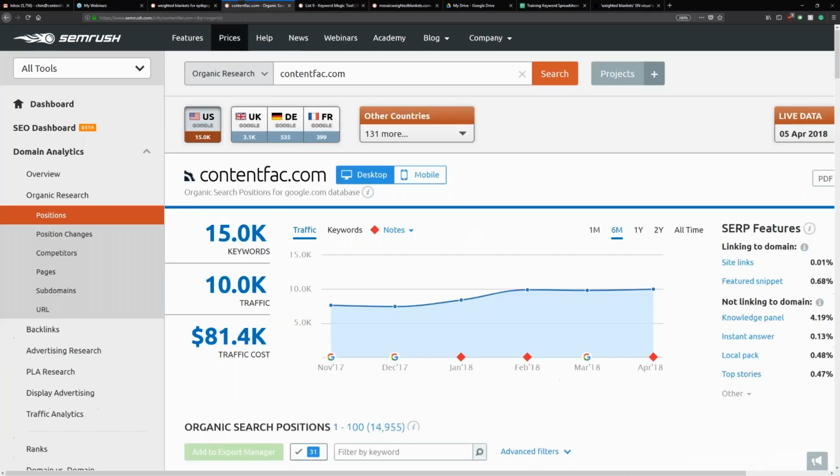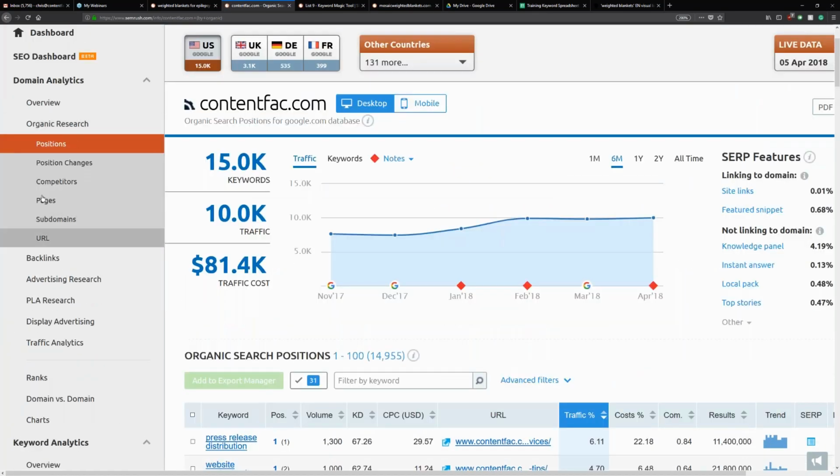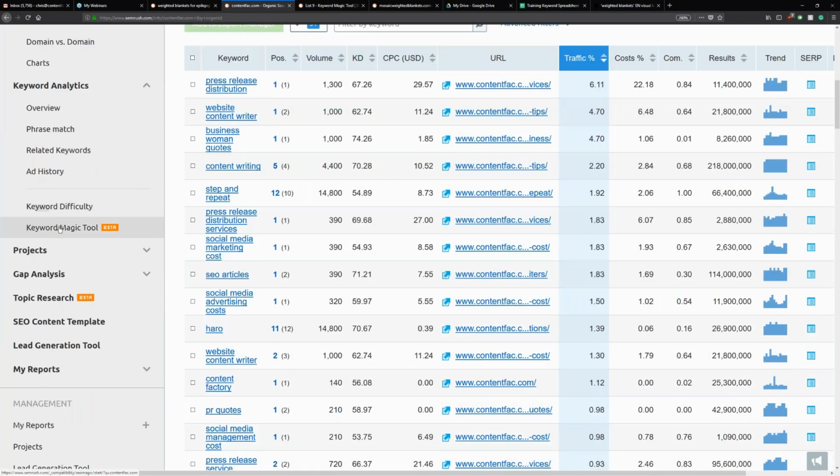So what you're going to do in SEMrush is go to Keyword Analytics on your drop-down panel over here and click on Keyword Magic Tool. What it's going to do is pop up a little search bar.